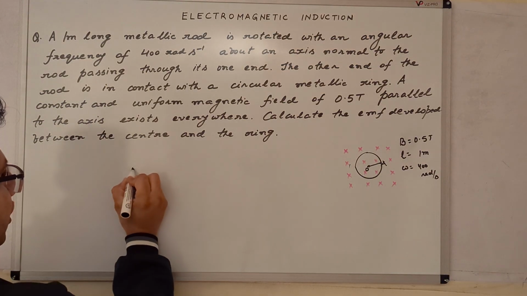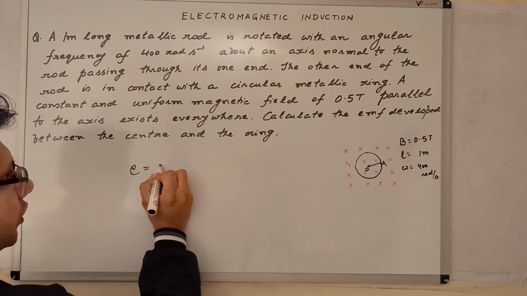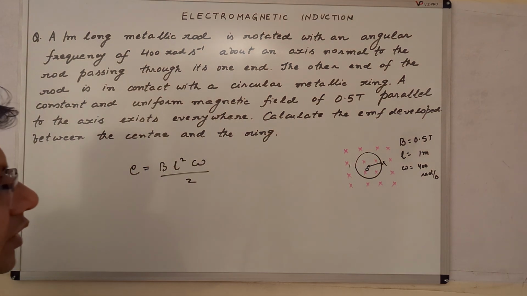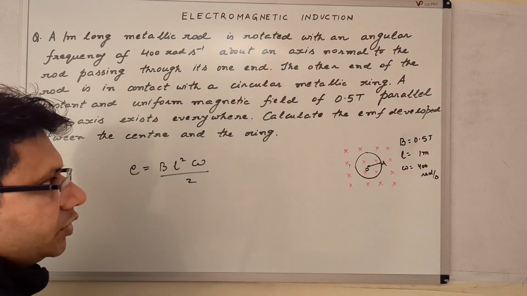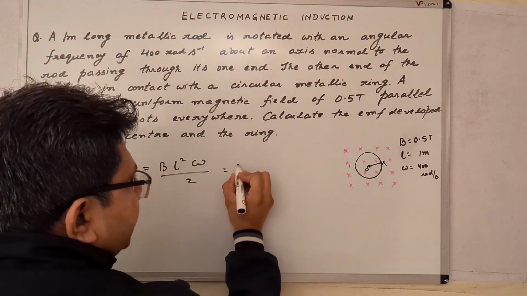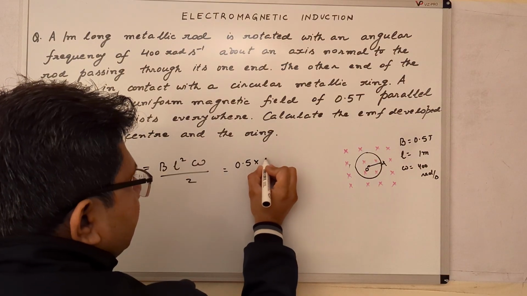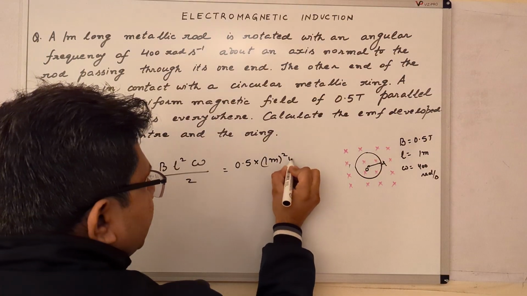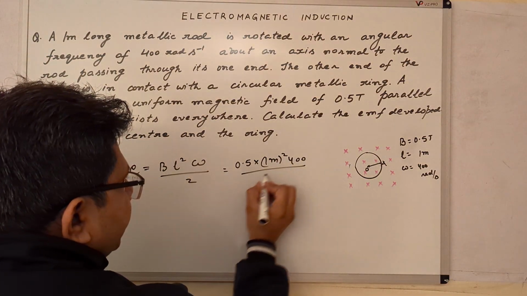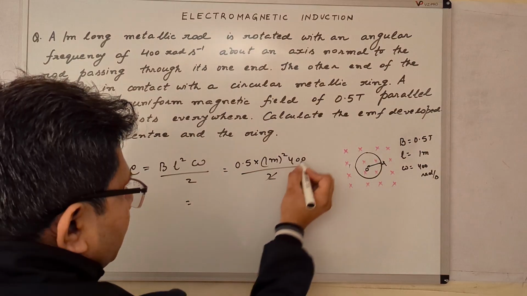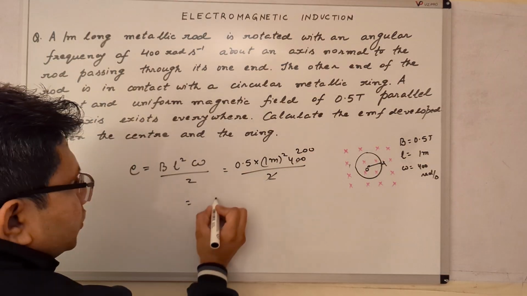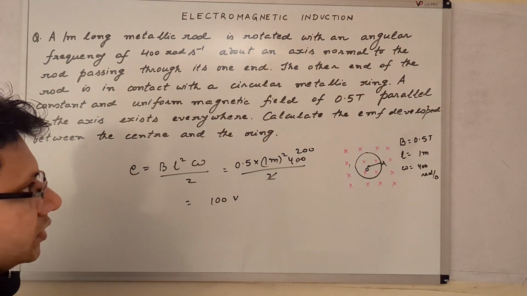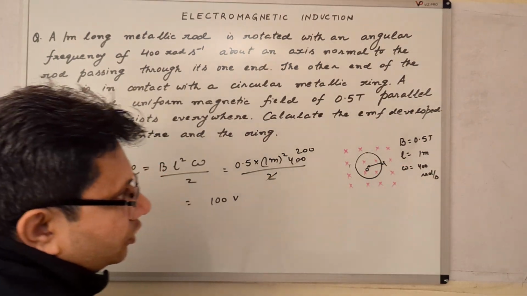Now you have to remember this formula: E is equal to B L square omega by 2. This is the formula to calculate the EMF developed across this rod. Now putting the respective values: B is equal to 0.5 Tesla, L, the length of the rod, is 1 meter, so 1 meter whole square. Omega is given as 400 radian per second. This divided by 2. Now we solve this and we get the EMF value as 100 volts. So this is the answer. This is the EMF developed across this rod.